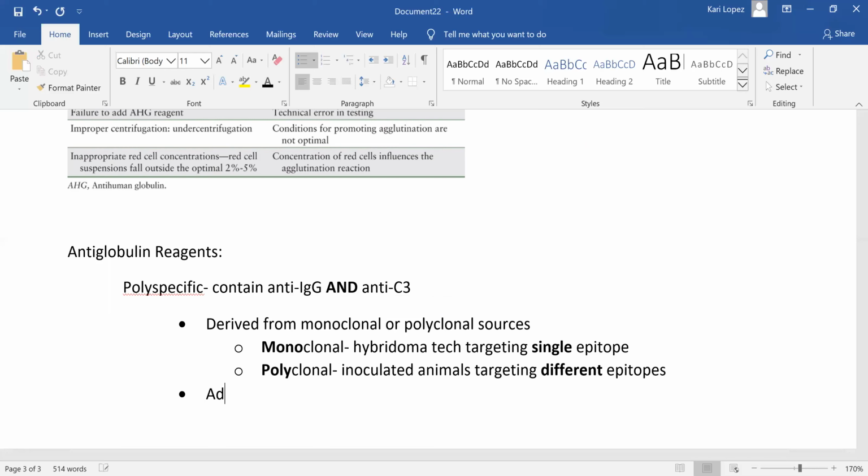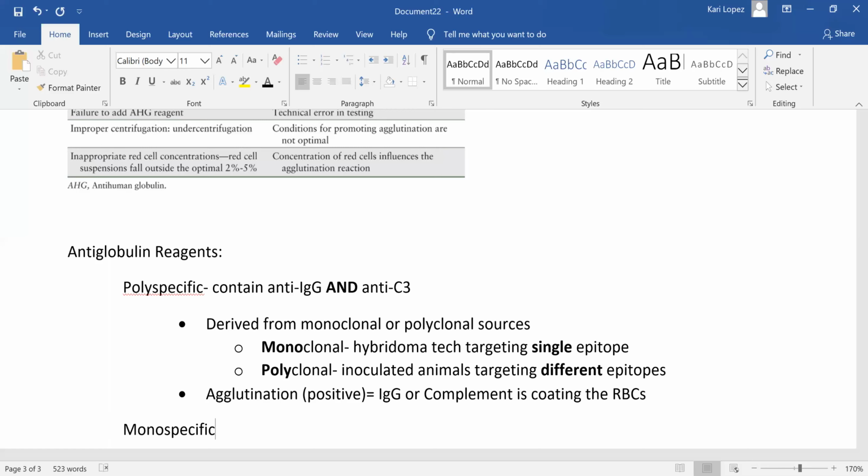Your positive reaction, or agglutination, means that IgG or complement is coating the red blood cells. And it's really good to know not just that agglutination is a positive reaction, but the terms for it as well, because a lot of times you get asked questions that are a little bit more specific. That's polyspecific. Now we've got monospecific, and that contains anti-IgG or complement, which can be either anti-C3b or C3d.